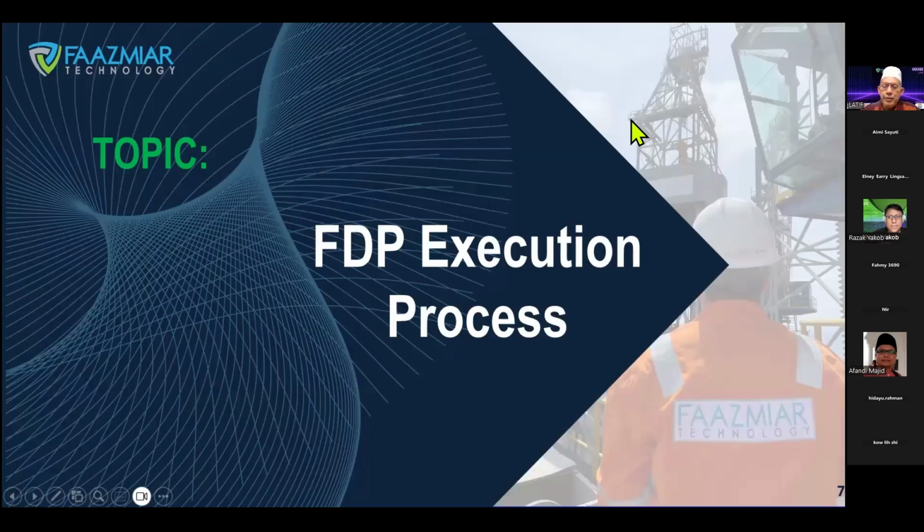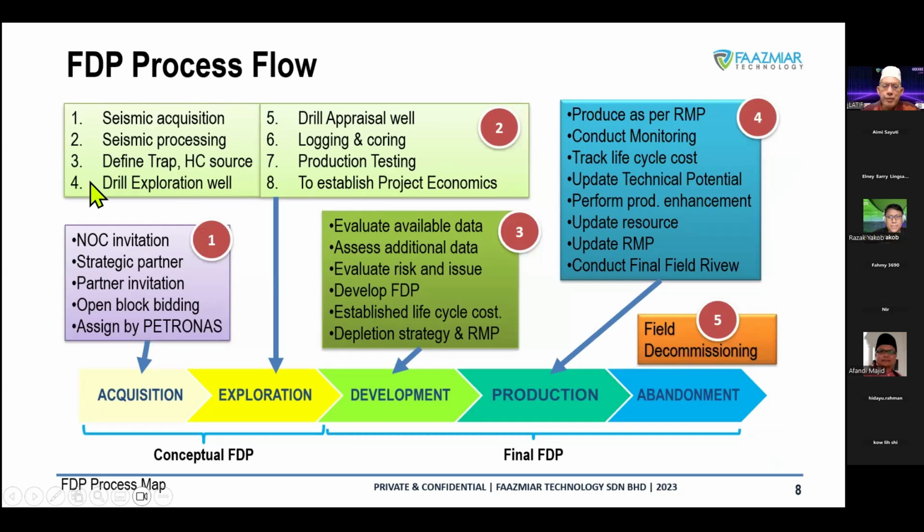Okay, then we go to the execution process for this FDP. As we discussed before, we have block acquisition, and then we explore the area, then we develop the information, then development drilling, and then we put it on production, and then abandonment. So these are the stages of the field life.